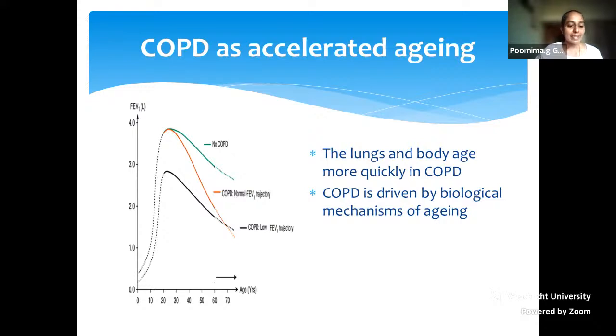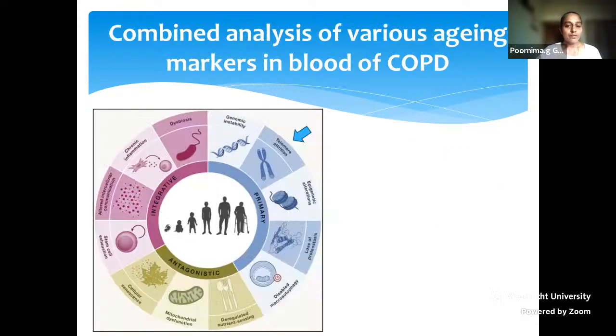Importantly, there are indications that not only does lung function decline more rapidly in COPD, but also the lung tissues and the entire body age more quickly in COPD. From this, it is believed that COPD is driven by the biological mechanisms that cause aging. In this figure, I can show the 12 such biological mechanisms that drive aging.